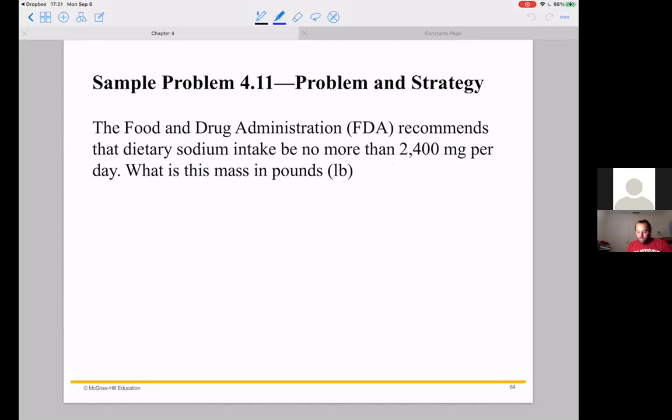FDA recommends sodium be no more than 2,400 milligrams per day. How many pounds of sodium would that be? Okay, so the problem is asking me to go from 2,400 milligrams to pounds.